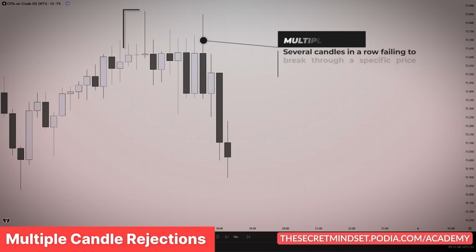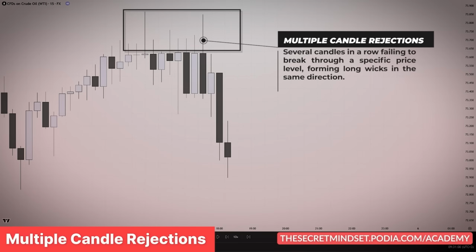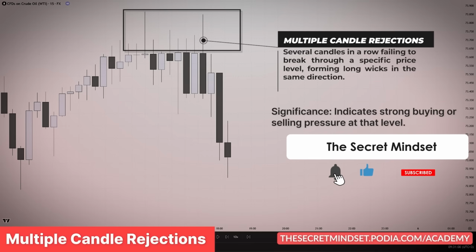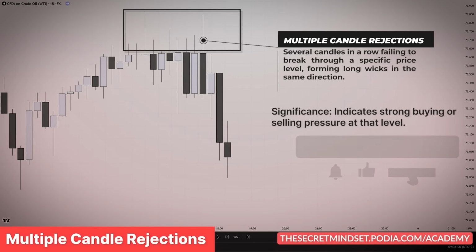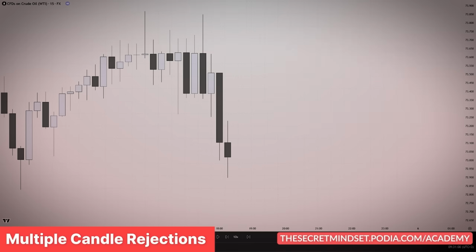When you see several candles in a row failing to break through a specific price level, each forming long wicks in the same direction, you're looking at a multiple candle rejection. In an uptrend, if multiple candles try to push above a resistance level, but fail each time, closing with long upper wicks, it's a clear sign of rejection at that level. These wicks form a selling pressure zone.